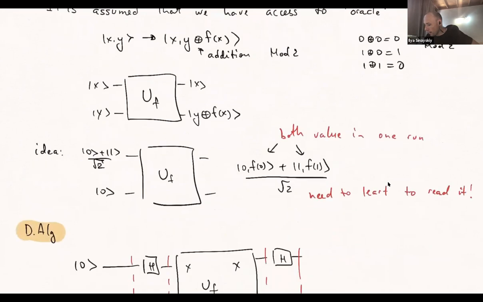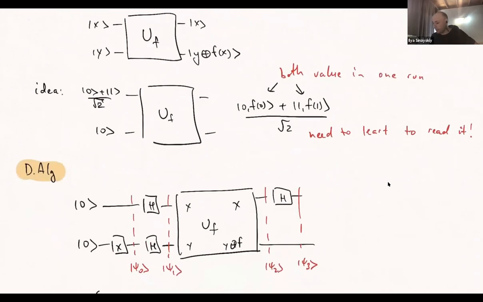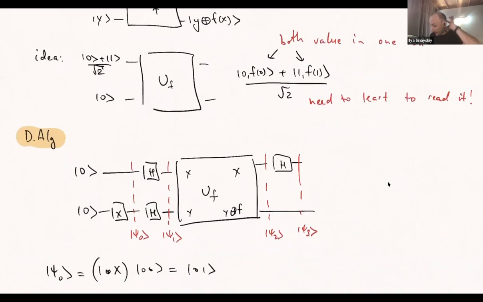The power of the algorithm comes from the fact that if we input a superposition here, on output we're going to have a state which looks like this. We have made one query to this unitary, but we get both answers simultaneously. All the rest of the Deutsch algorithm is about how to measure whether the function values are the same or different in one go. Because formally we have the state, but it doesn't help if we don't know how to measure it. So how to do it?